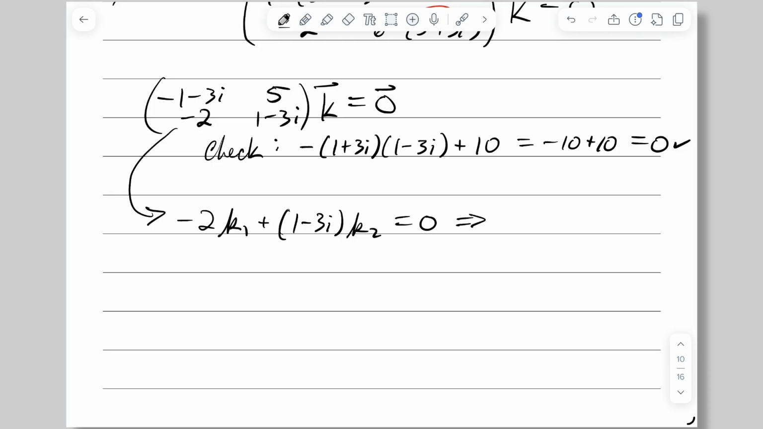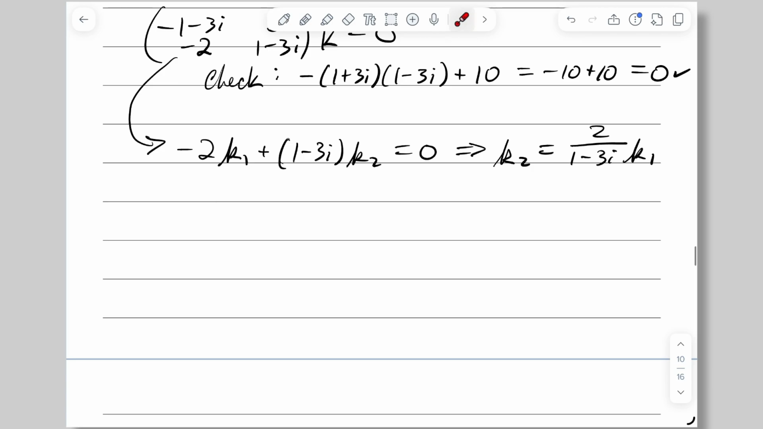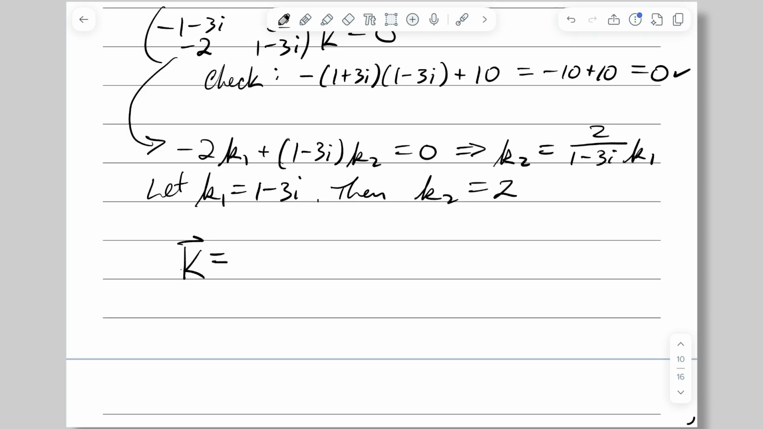Now remember, we just need to pick values of k1 and k2 that satisfy this equation. Suppose we decide to solve for k2. I know it looks like kind of a weird choice, but if we did, then we would have that k2 is equal to 2 over 1 minus 3i times k1. And one of the easiest things that I can think of to do in a situation like this is to pick k1 in such a way that we clear the fraction. So why don't we let k1 equal 1 minus 3i? Then we get that k2 is equal to 2. And that gives us a vector k that has this top entry 1 minus 3i and the bottom entry 2.